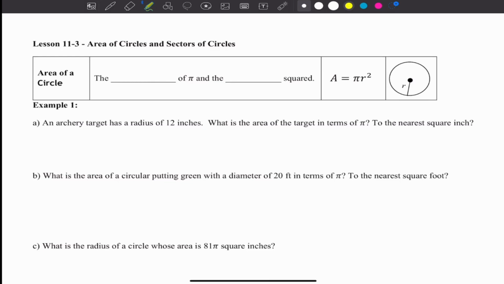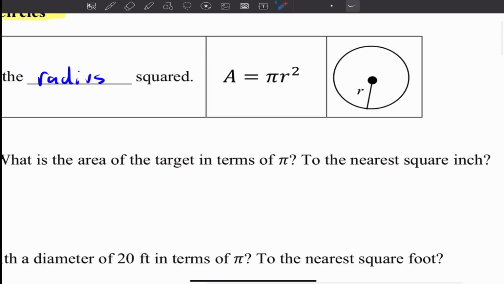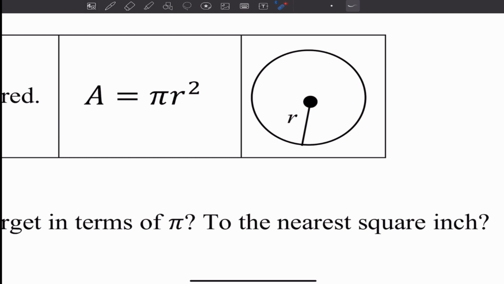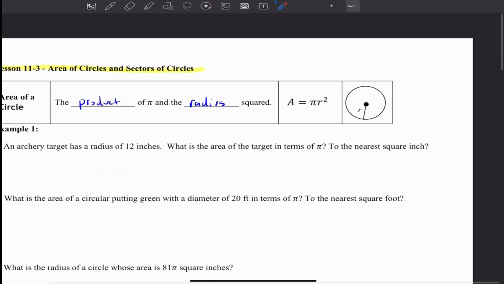All right, I want to go ahead and take a look at Lesson 11.3, Area of Circles and Sectors of Circles. Now, the area of a circle is the product of pi and the radius squared. So, A is equal to pi r squared. That's how you find the area of the circle. Remember, r is the radius. So you take the radius, you square that, and then you multiply that by pi, or you're going to leave it in terms of pi.